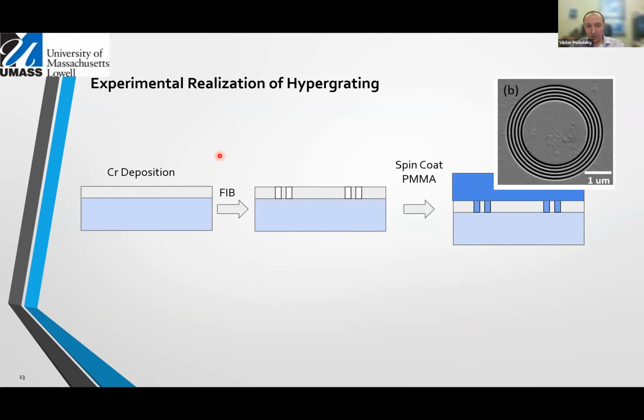Let's talk about how one goes about fabricating this sort of device. Again, the fabrication part is done at the Duke University Litchinitser group. So we start with a transparent substrate. We deposit chromium that's going to be used as a hypergrating basis. We drill with the focused ion beam a beam grating inside chromium. And then we can spin coat a PMMA layer on top. So the device at this step is shown right here.